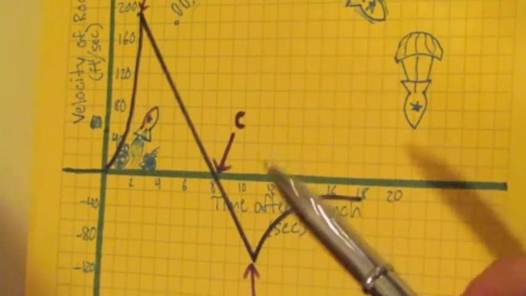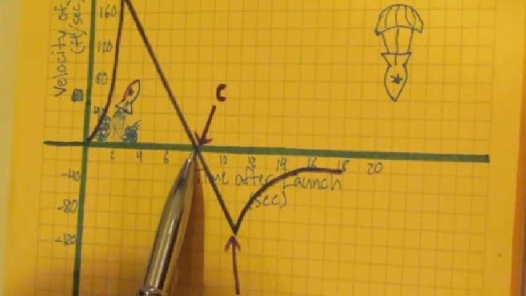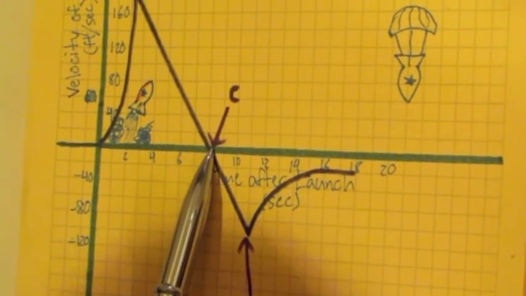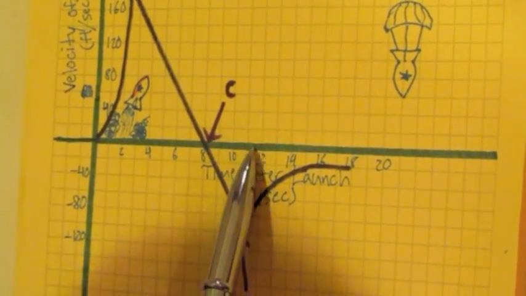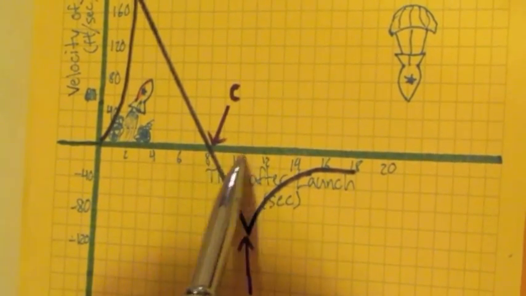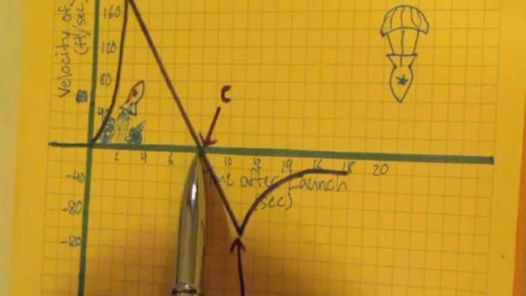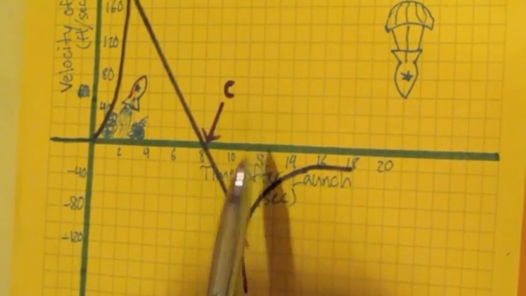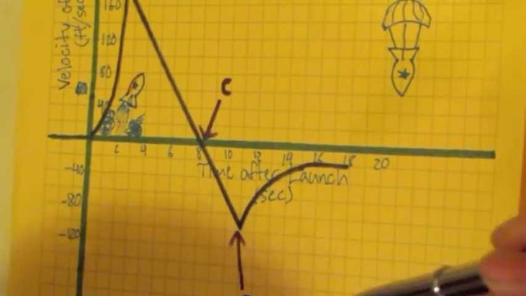Then how long did the rocket fall before the parachute opened? Well, it began falling at this point right here, and then between here and here, which is where the parachute opened, on your x-axis, it would be about 3 seconds. So between 8 and 11, 3 seconds after 8 seconds after launch.